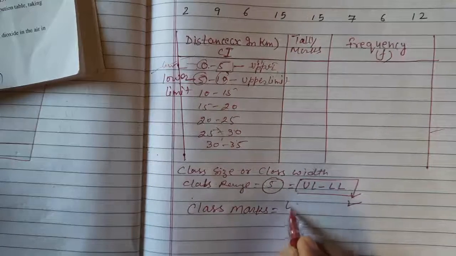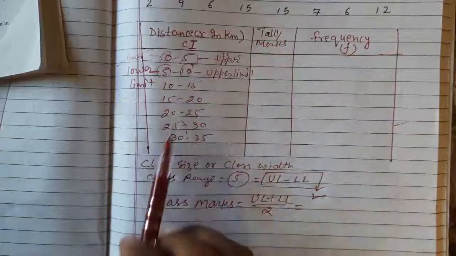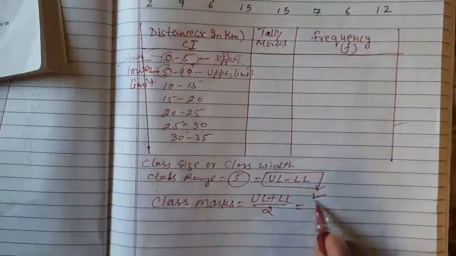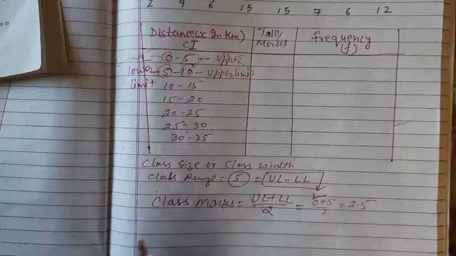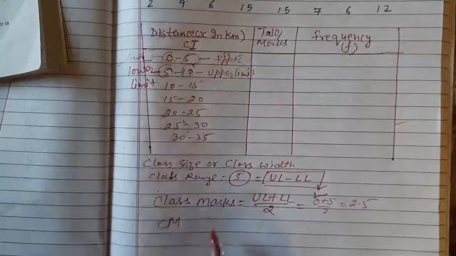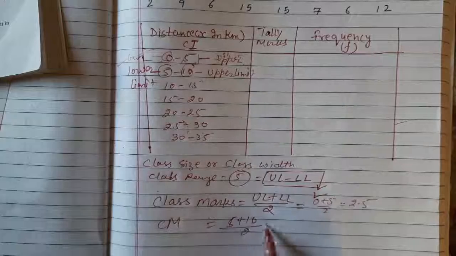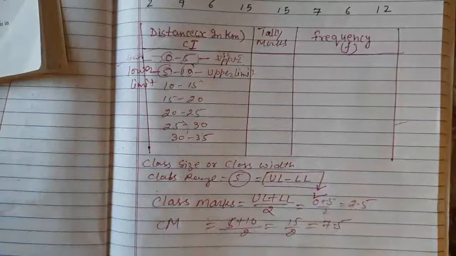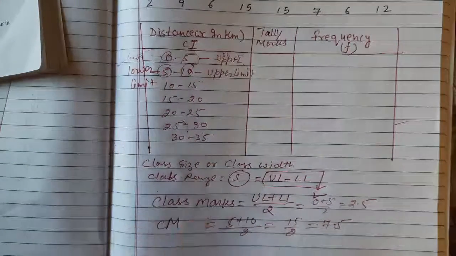Class mark is upper limit plus lower limit divided by 2. As we can calculate for the first class interval, the class mark will be 0 plus 5 divided by 2, that is 2.5. For the second, 5 plus 10 divided by 2, 15 upon 2, will be equal to 7.5. In this way we can calculate the class mark for the different class intervals.